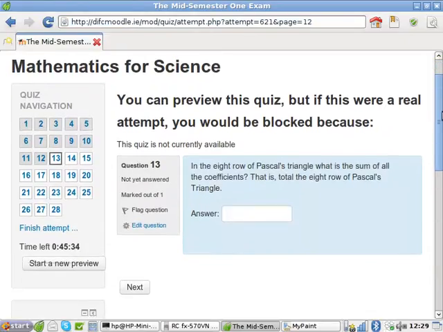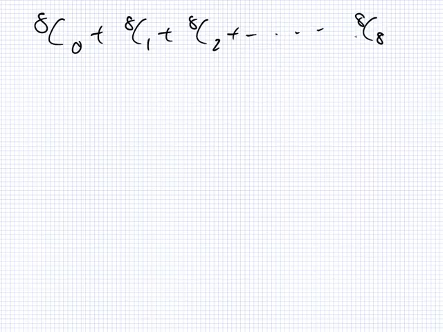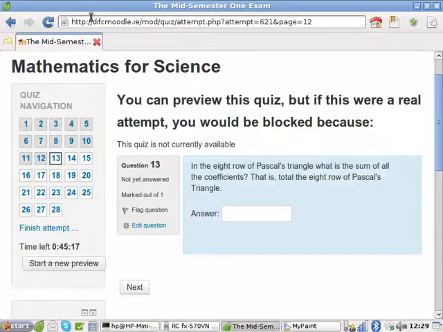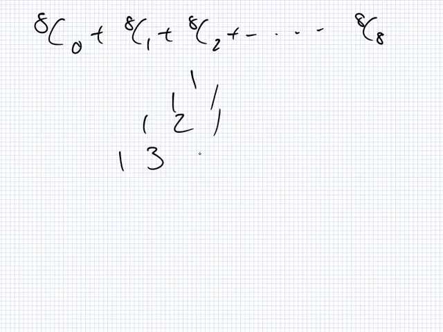In the 8th row, what is the sum of all the coefficients? There's 2 ways to do this. You could have done it like this. Or, this is the 8th row. No, I told you this in class. There's a 0, and then 1, 2, 3, 4, 5. So the first row is row 0, the 0th row. We call this row 0, row 1, row 2, row 3.